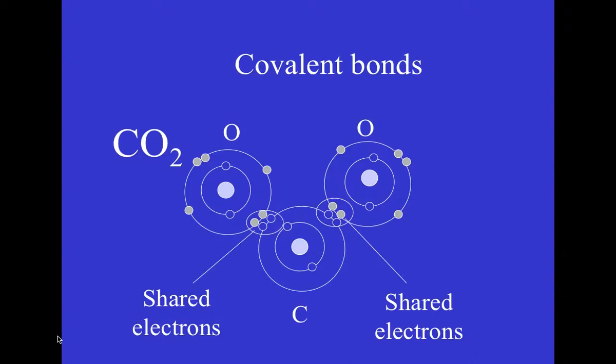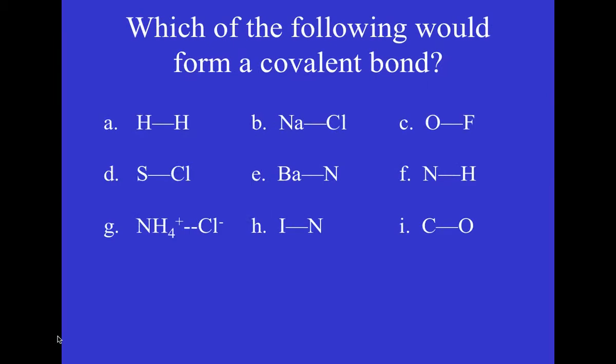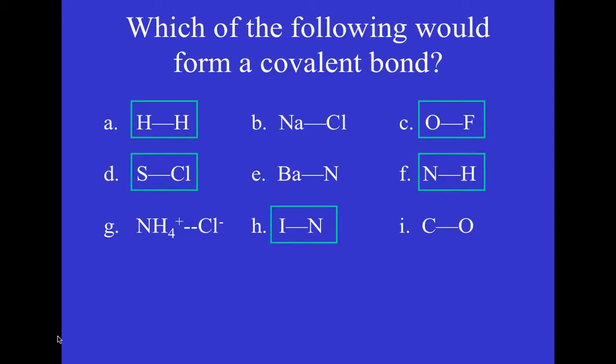Now, based on what we've learned in terms of covalent bonding, I want you to take this little quiz. I want you to pause the video and circle which combinations of elements form a covalent bond. Okay, now that you've had some time to reflect on that, our covalent bonds would be the hydrogen with the hydrogen, letter C, the oxygen with the fluorine, the sulfur with the chlorine, the nitrogen with the hydrogen, and the iodine with the nitrogen. All of those are nonmetal to nonmetal.